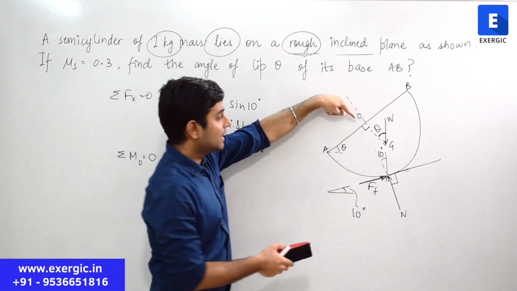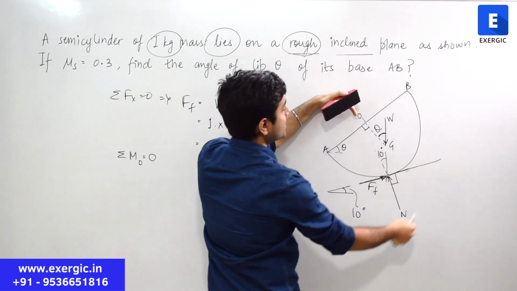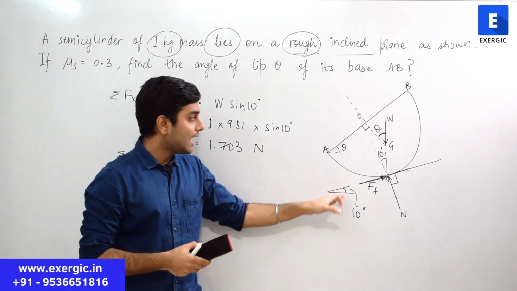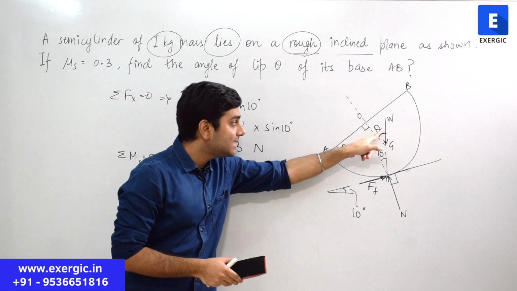Force of friction is acting counterclockwise about O. This is how it is acting counterclockwise. Weight is acting clockwise. They both have to balance. F and W, both the values we know. But we can relate theta with W.